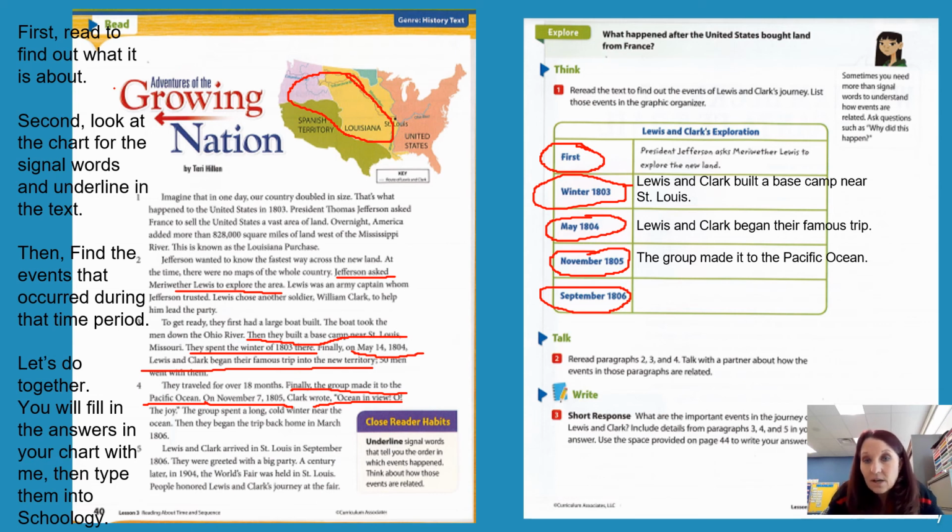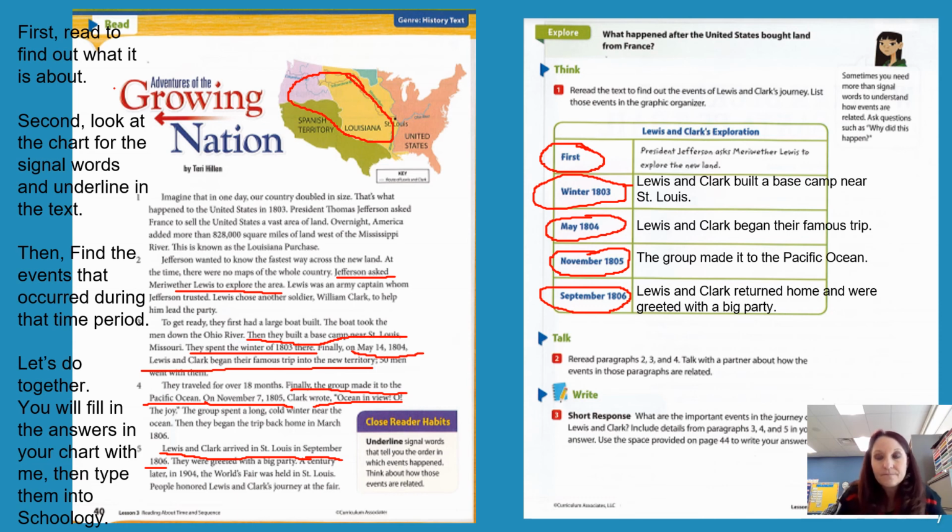And then the last date on the chart was September 1806, and that's down here in paragraph 5 and right here. And the event that happened right before the date says Lewis and Clark arrived in St. Louis. And we knew that that's where they started. So in the chart, we need to say Lewis and Clark returned home and were greeted with a big party. All right, if you need to pause the video and finish filling in your chart or correct something, go ahead and do that now.